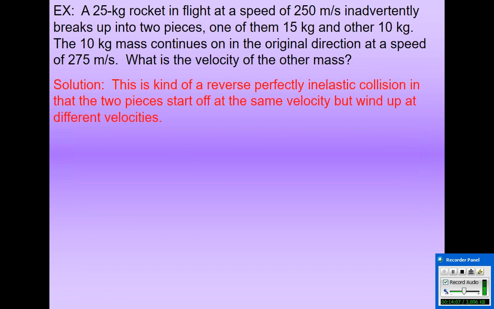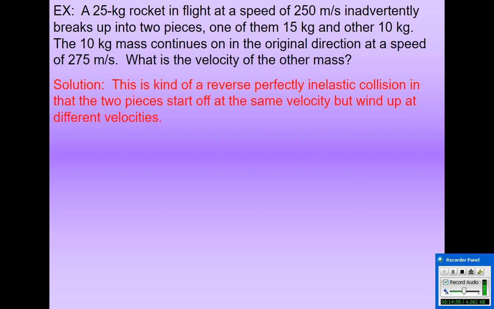Let's do an example of kind of a perfectly inelastic collision. But this is a perfectly inelastic collision running backwards. We start off with one solid object moving with some speed, and it breaks apart into two different objects. So it is a perfectly inelastic collision in reverse. We can still apply the same ideas. In this case, it's a 25-kilogram rocket moving at a speed of 250 meters per second, and it breaks up into two pieces. One of the pieces has a mass of 15 kilograms, which means the other one has to have a mass of 10 kilograms. Remember, it started off with a mass of 25 kilograms.